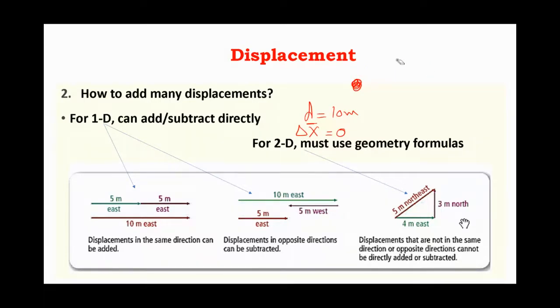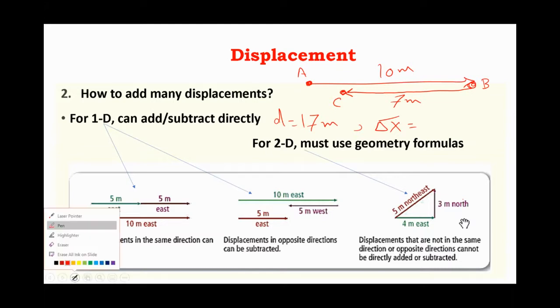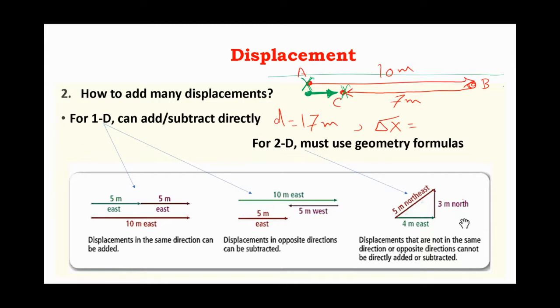Let's see another problem. Let's make it a little bit harder. Someone moves 10 meters to the right. Then he returns back 7 meters. So he started from A to B and returns back to C. What is the distance? Distance is 17 meters. What about the displacement? The displacement is the shortest distance between the start point and the end point, which is this green line. If we consider it the same road, this part equals what? 3. As Murtada says, 10 minus 7 equals 3.